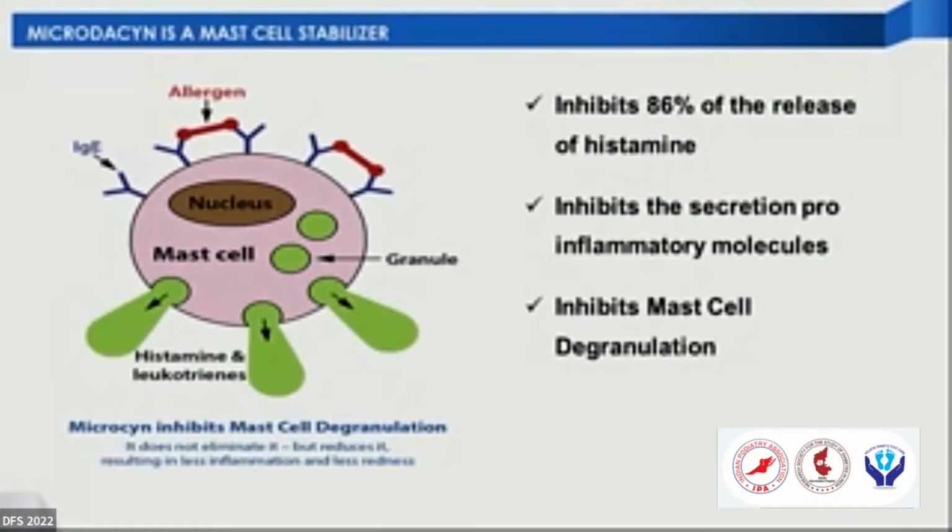Inhibition of the secretion of pro-inflammatory molecules. It inhibits mast cell degranulation. So the inflammation very much subsides. Once we start putting it on the wound, you start seeing the results in about 24 to 48 hours. You really appreciate and notice them. This is what I did in my clinic too.